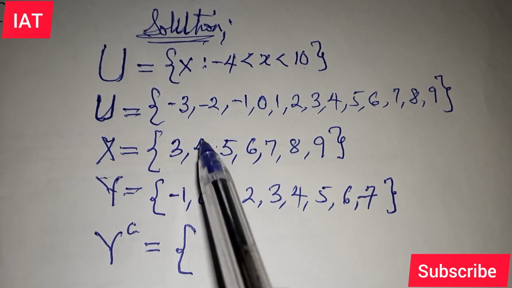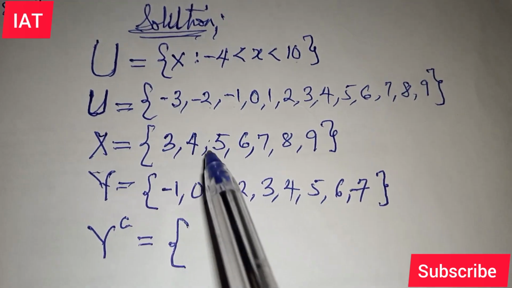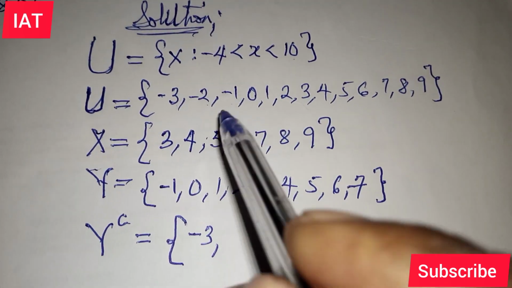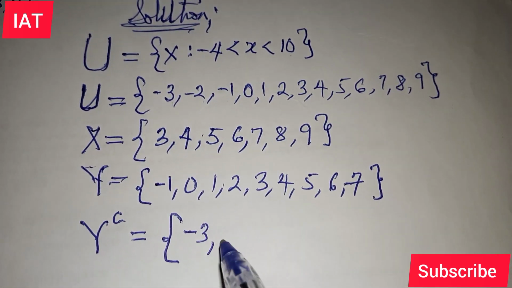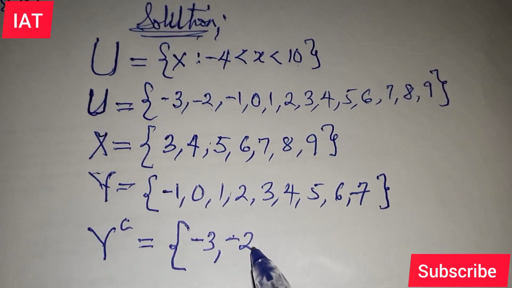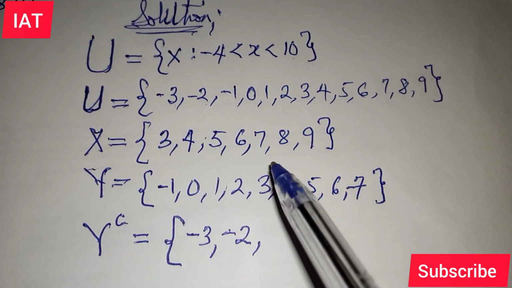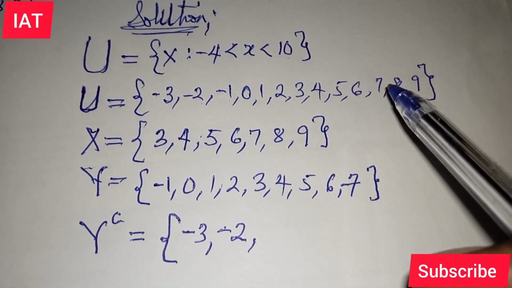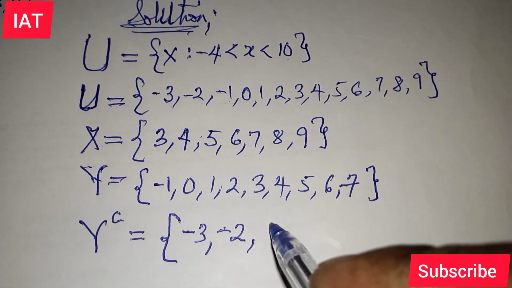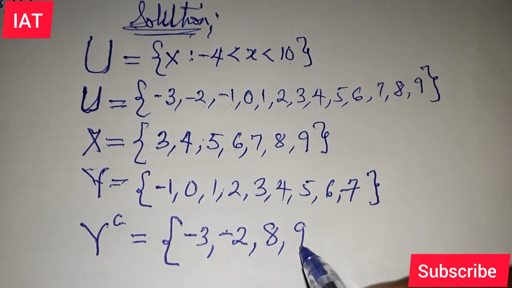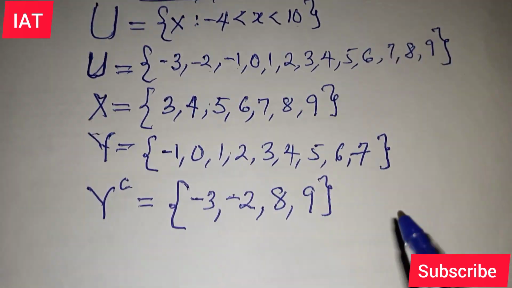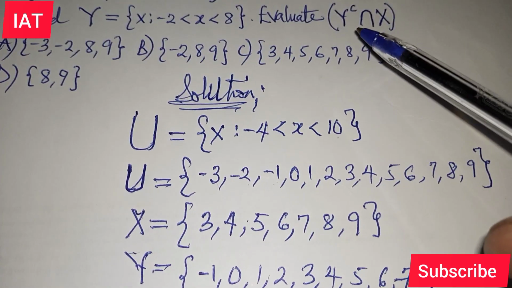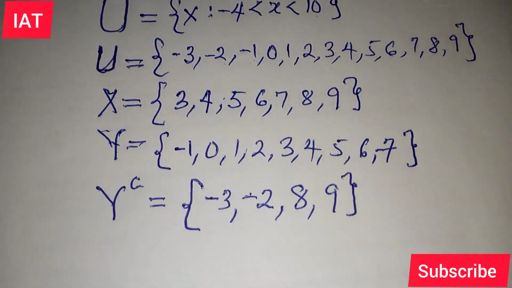So what are these elements? The first one is -3, and -3 is not in y, so bring it out: -3. I'm also seeing -2, and -2 is not in y, so I have -2. The next one, you can see that -1 up to 7 is in y. So 8 and 9 are not there, so we have 8 here and we also have 9 here.